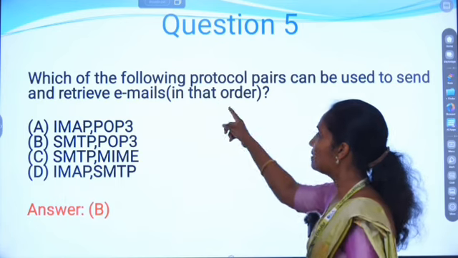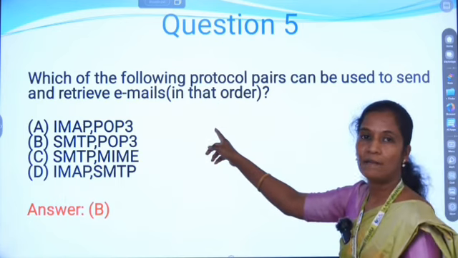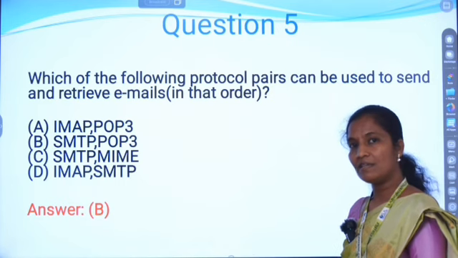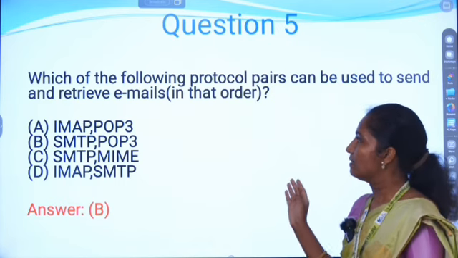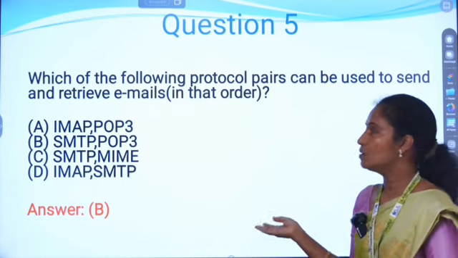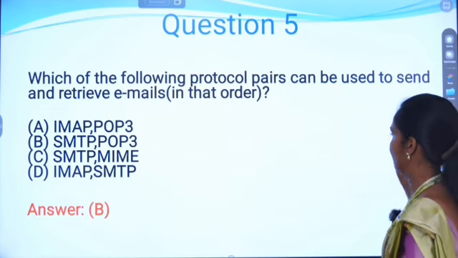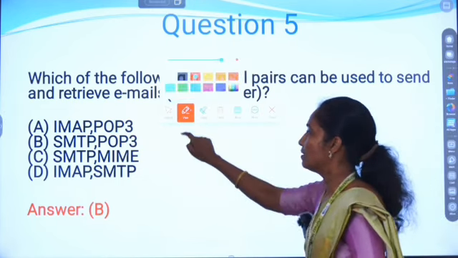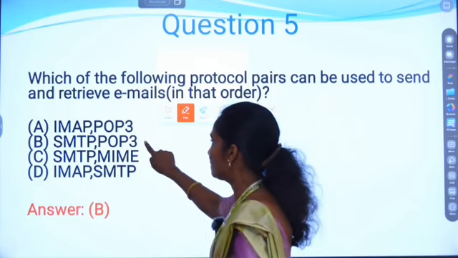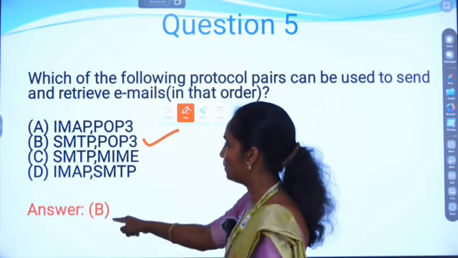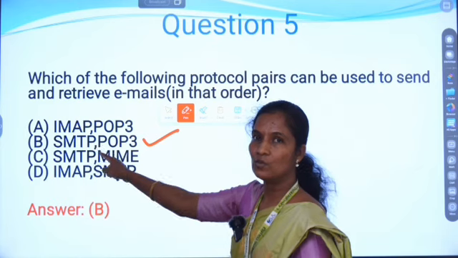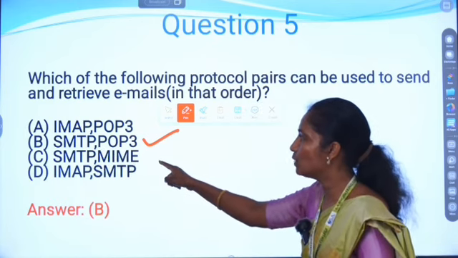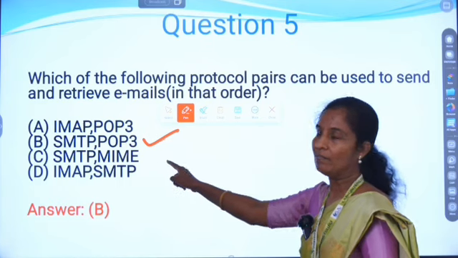The second one is retrieving an email. Retrieving an email means downloading or retrieving the email from the mail server to the client. For this, the option is POP3. The answer is option B. SMTP is used for transferring the emails, and for retrieving the email we are using the POP3 protocol. That's it.